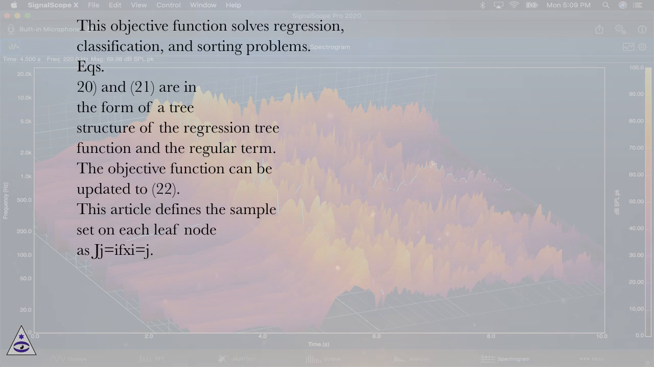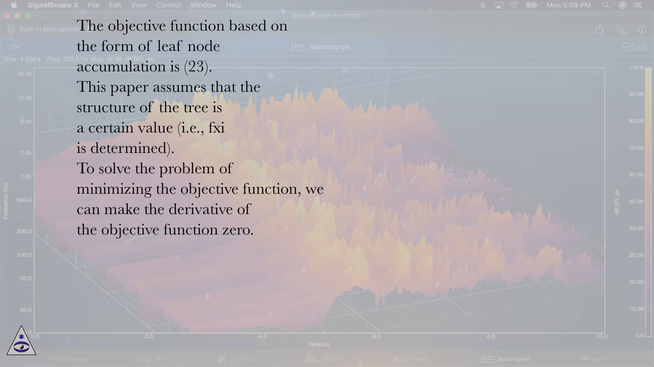Equations 20 and 21 are in the form of a tree structure of the regression tree function and the regular term. The objective function can be updated to 22. This article defines the sample set on each leaf node as I_j equals {i | q(x_i) = j}. The objective function based on the form of leaf node accumulation is 23.